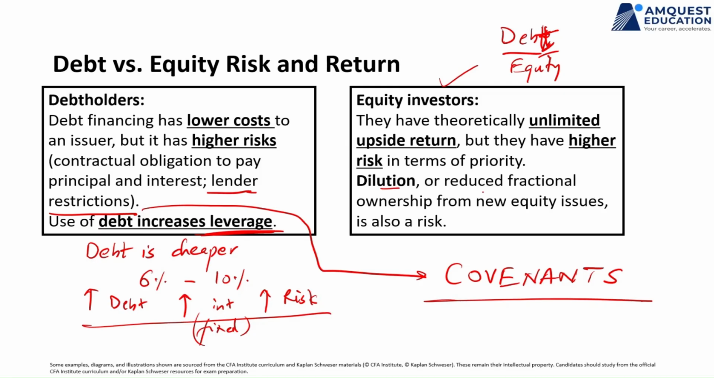So dilution or reduced fractional ownership from new equity issuance is also a risk. What is dilution? Think about it. Two individuals start a business, right? And both of them have a 50% share in the business. So individual A, individual B, they started a business with 50% share each. Now what is happening? After this, they got another investor in the business. So they asked for money and C said, I'm going to invest in your company.